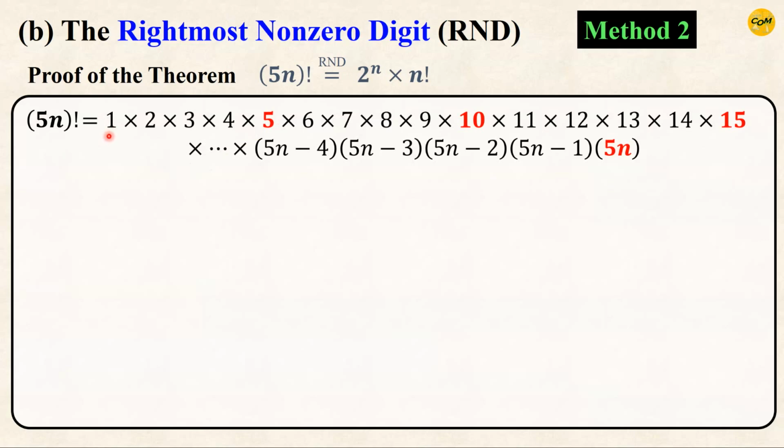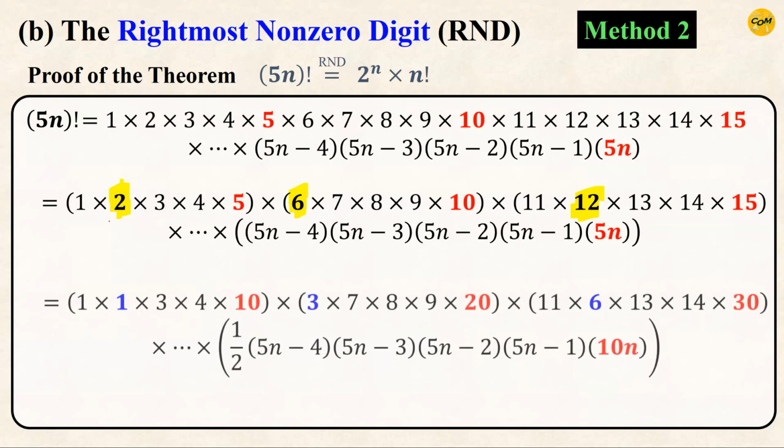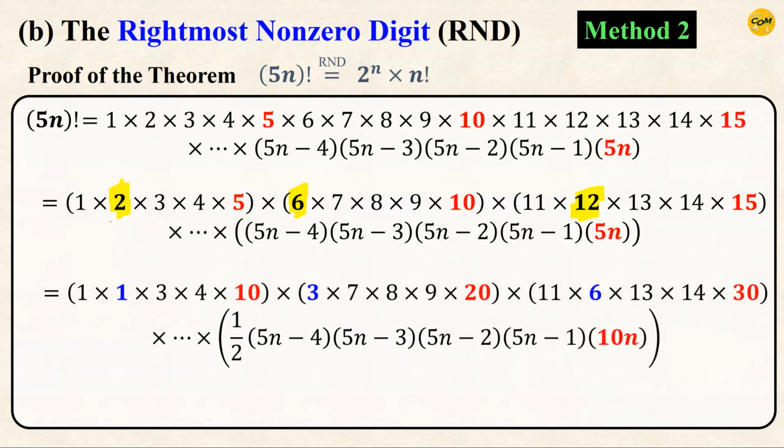So we have the product of 1, 2, 3, 4, 5, 6, 7, 8, 9, 10, 11, 12, 13, 14, 15, and so on. And the last 5 terms are 5n minus 4, 5n minus 3, 5n minus 2, 5n minus 1, and 5n. Now consider this product using groups of 5. Within each group exists at least one even number as highlighted. Using these even numbers, let us double the multiples of 5.